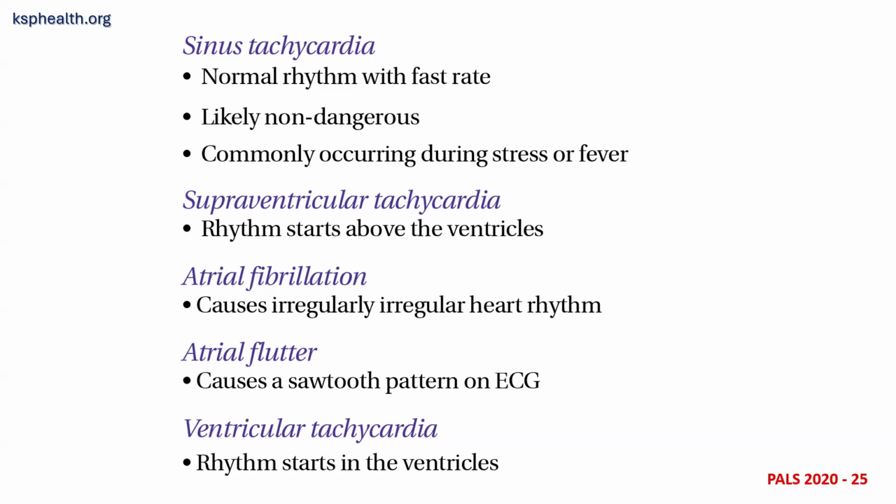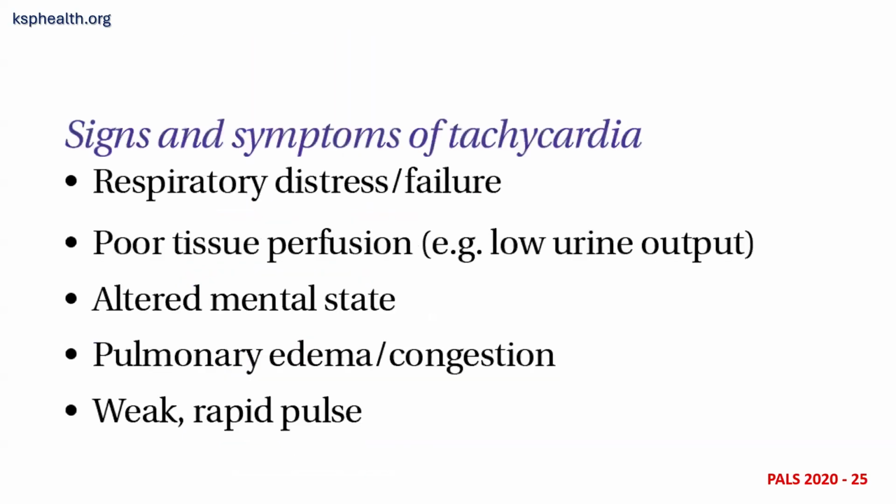The second most common we encounter is supraventricular tachycardia. The rhythm starts above the ventricle. That's the reason the name is supraventricular. Atrial fibrillation is not that common in children except in post-op patients with dilated atria. It causes an irregular heart rhythm. Atrial flutter, again uncommon, but causes a typical sawtooth pattern on EKG. Ventricular tachycardia, the rhythm starts in the ventricle. It is not uncommon, especially when the patient is sick. So you need to identify early and tackle them right away.